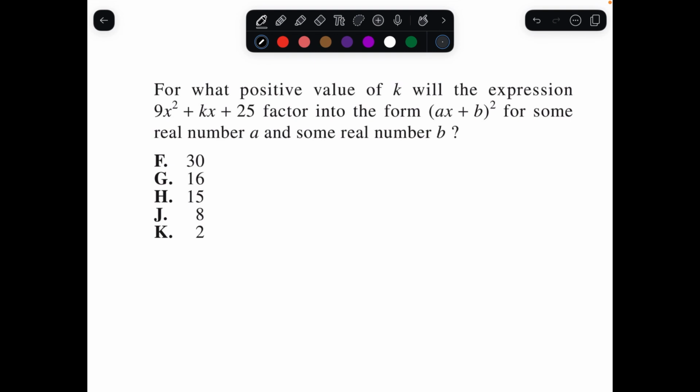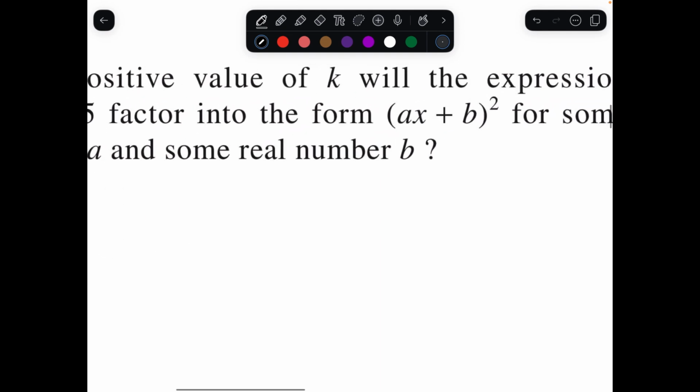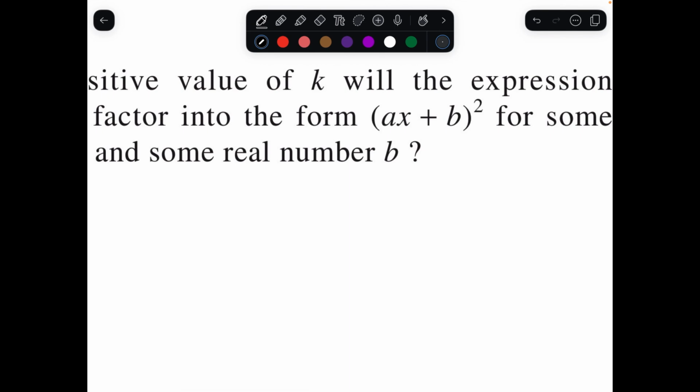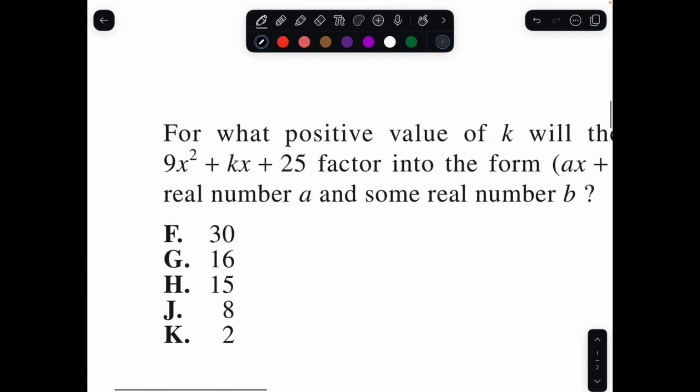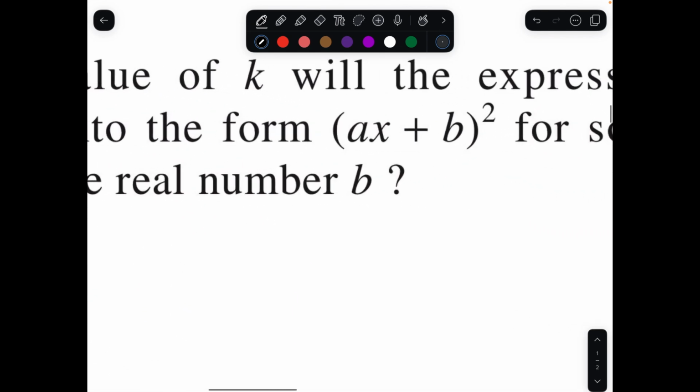All right, on to the next question, which says, for what positive value of k will the expression 9x squared plus kx plus 25 factor into the form parentheses ax plus b, parentheses closed, squared for some real number a and some real number b? So what this is telling us is, if you see it's saying parentheses ax plus b squared, you want that equal to 9x squared plus kx plus 25, right? Because you want it to factor into this.